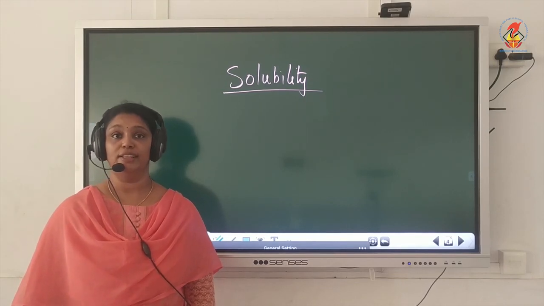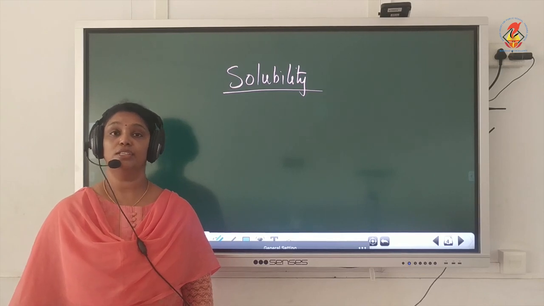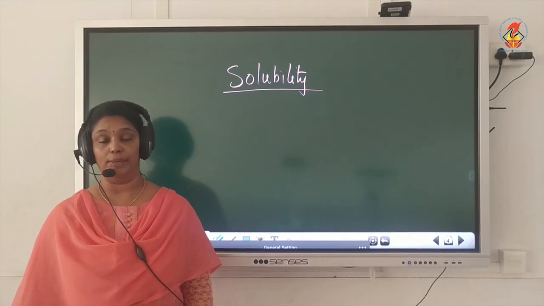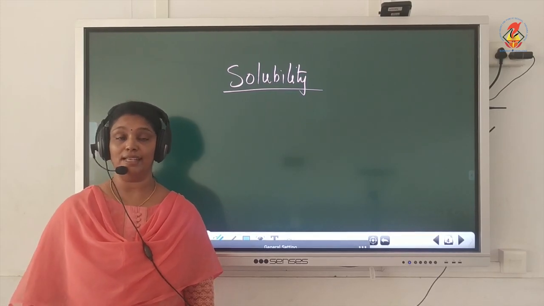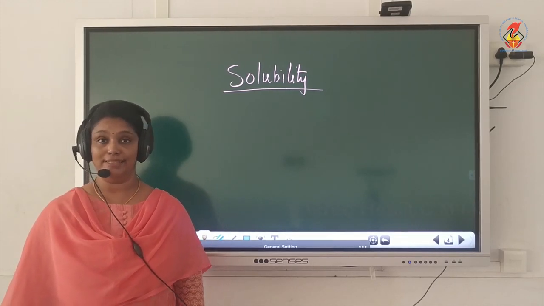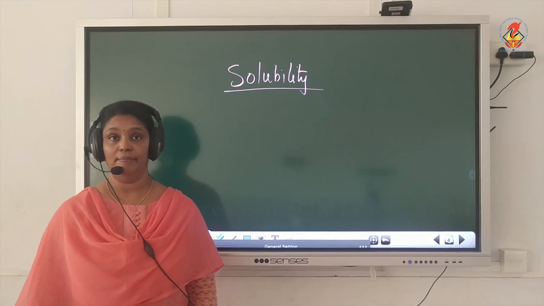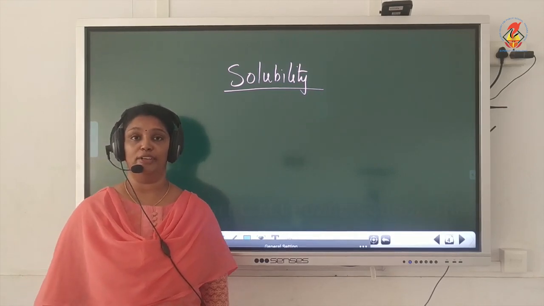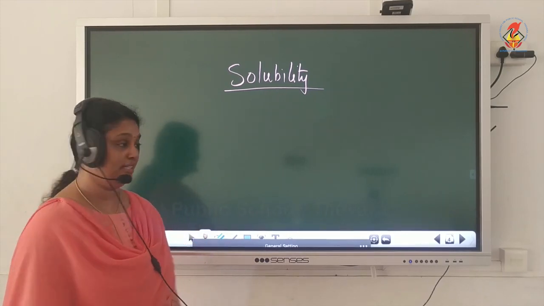First, let's discuss the factors that affect solubility. Here we are going to discuss the solubility of solid in liquid and solubility of gas in liquid. First, let's discuss the solubility of a solid in liquid and the factors that affect it. The first factor is the nature of solute and solvent.